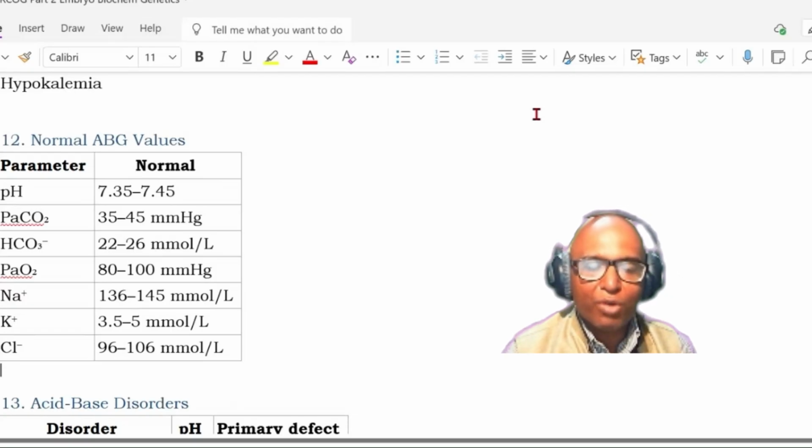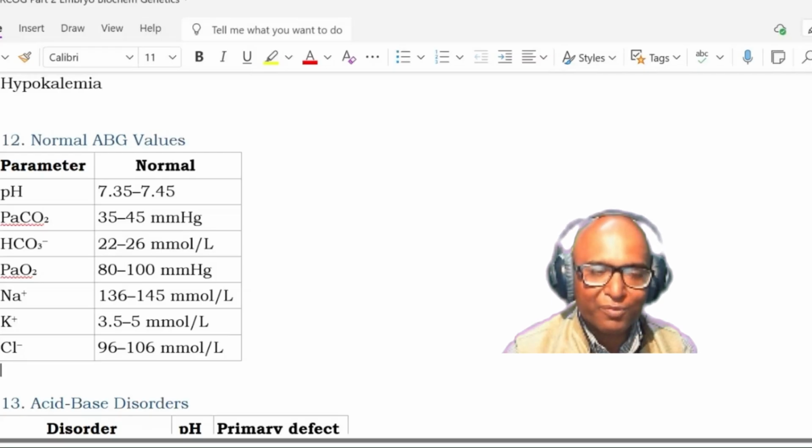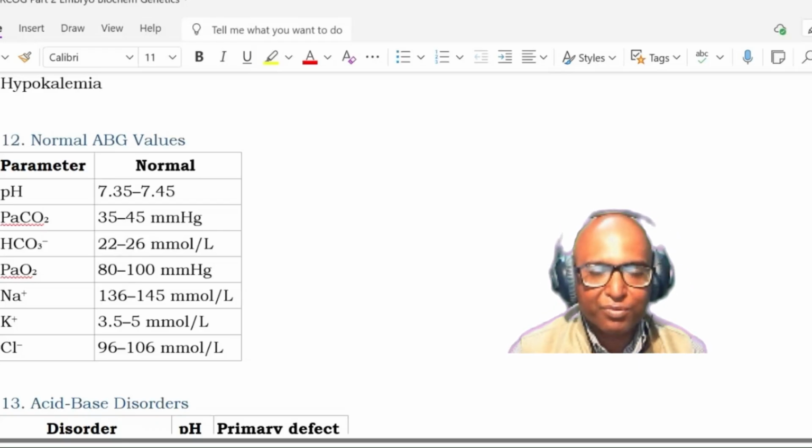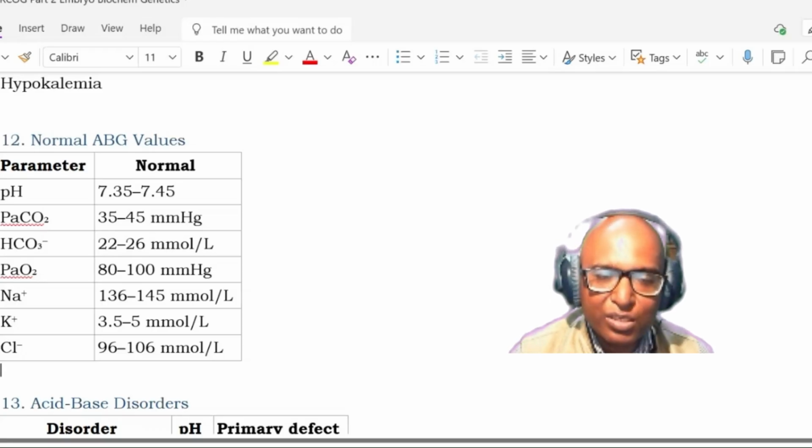Okay, these values you are supposed to know. pH is normal, what we have seen, 7.4, range is 7.35 to 7.45. PaCO2 is 35 to 45. Remember 40 plus minus 5. Bicarbonate levels also you are supposed to know, that is 24. So 22 to 26 is the level, 24 plus minus 2. PaO2 80 to 100 millimeters of mercury, sodium 136 to 145, potassium 3.5 to 5 or sometimes 5.5, some books have given, and chlorides is 96 to 106.